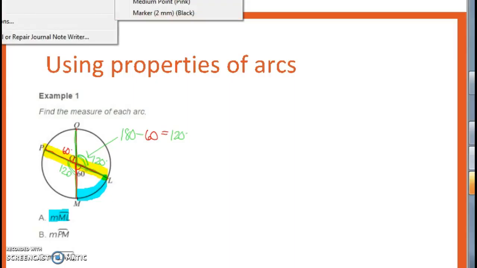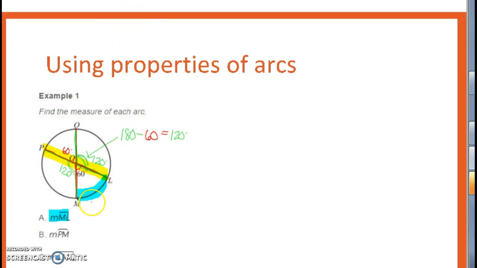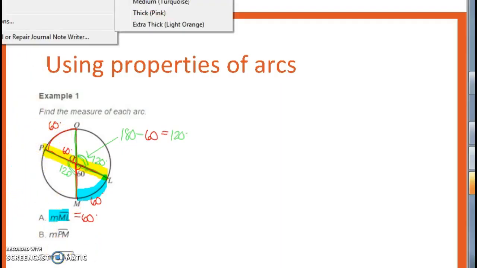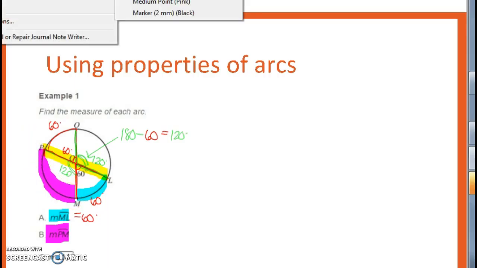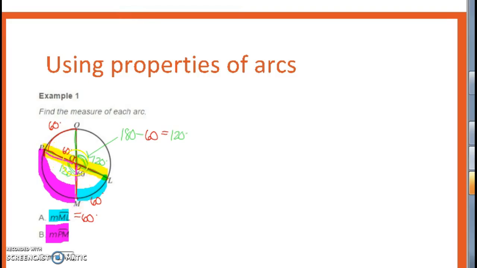So in that case, I can say that the measure of arc ML is also 60 degrees. And that is true also for the arc of PO over here. So I could put 60 on the outside referring to this arc. Now the next part is asking us to find PM. So that's the part of the circle that goes between point P and point M, so this outside here. And that has the same measure as the central angle that it corresponds to, so that is also 120 degrees.